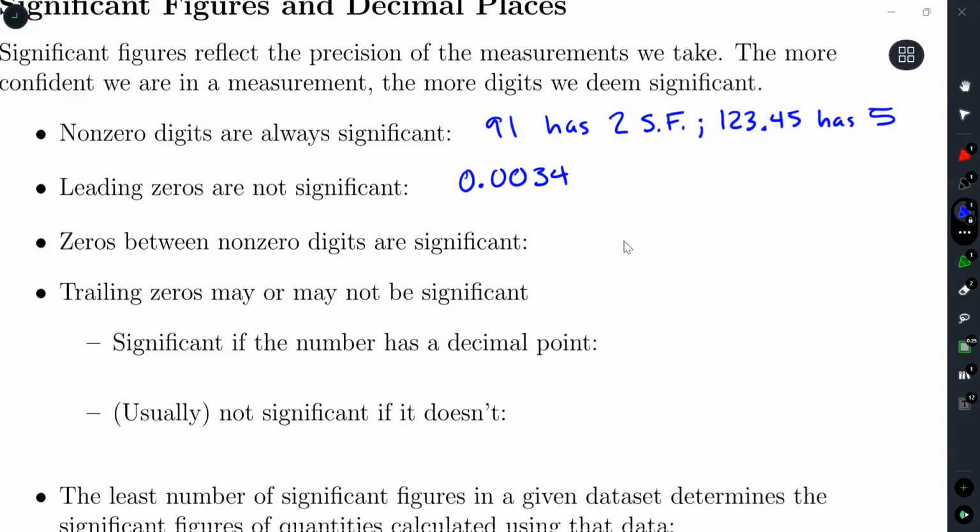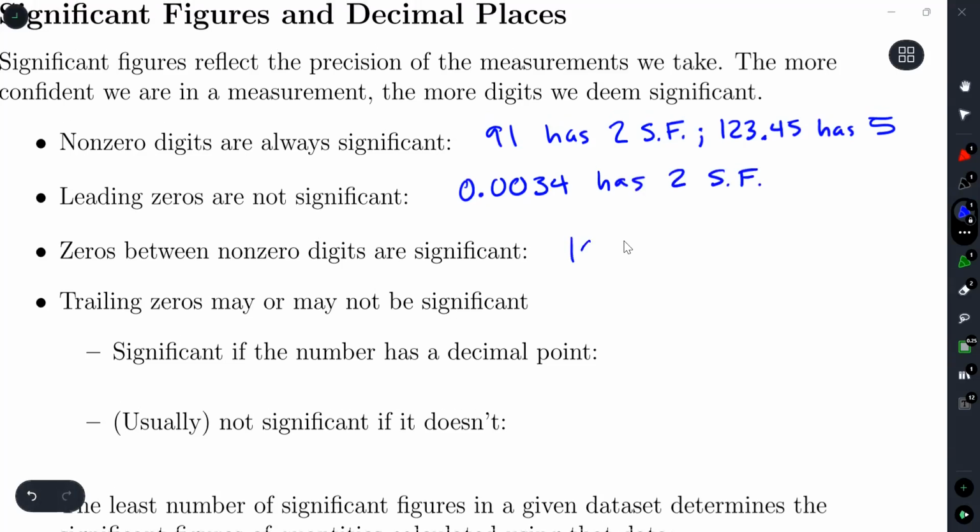Two. Yep. Zeros between are significant because they actually say something about the measurement. All right, so how many does that have? 8. Yep, so all the zeros are in between other numbers.